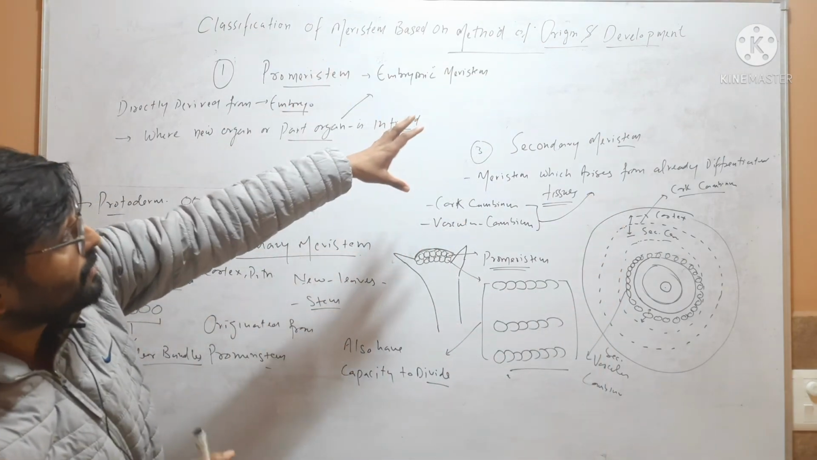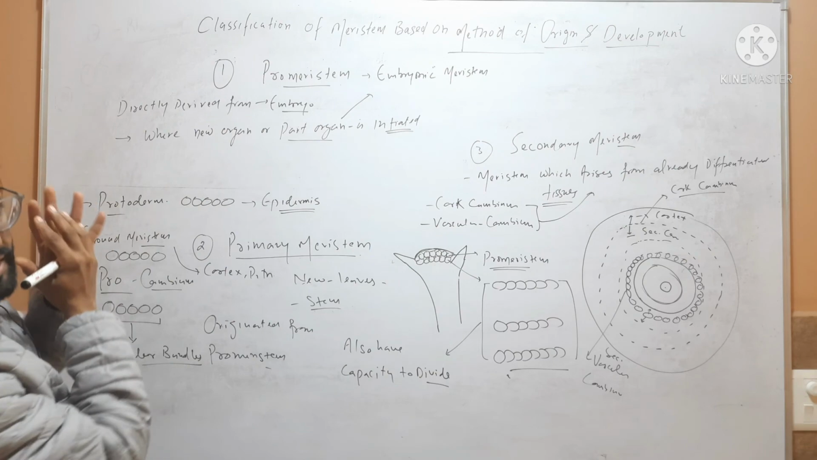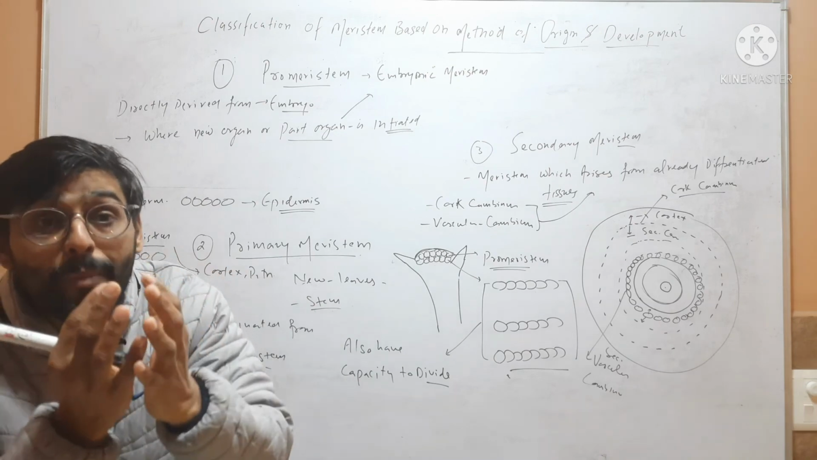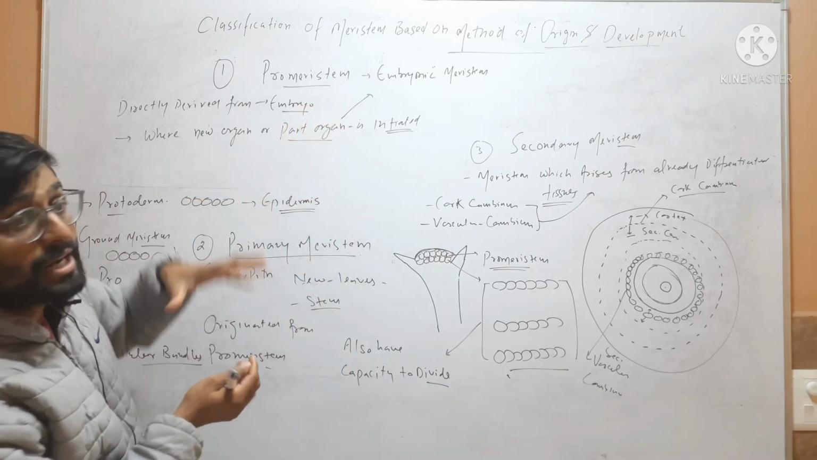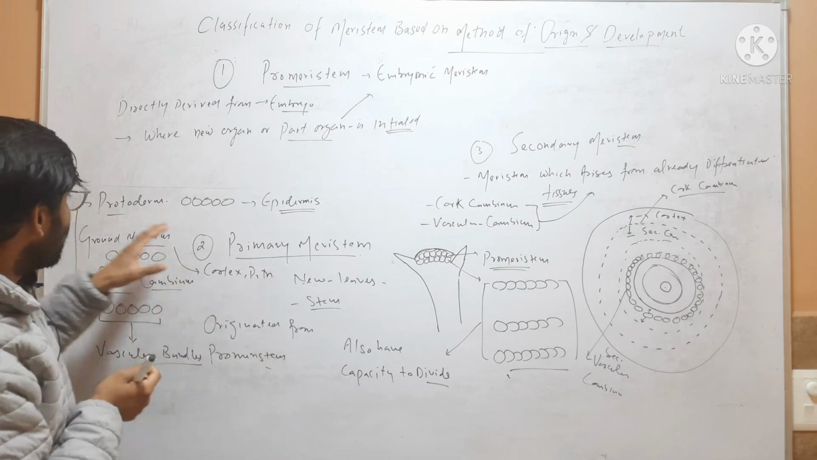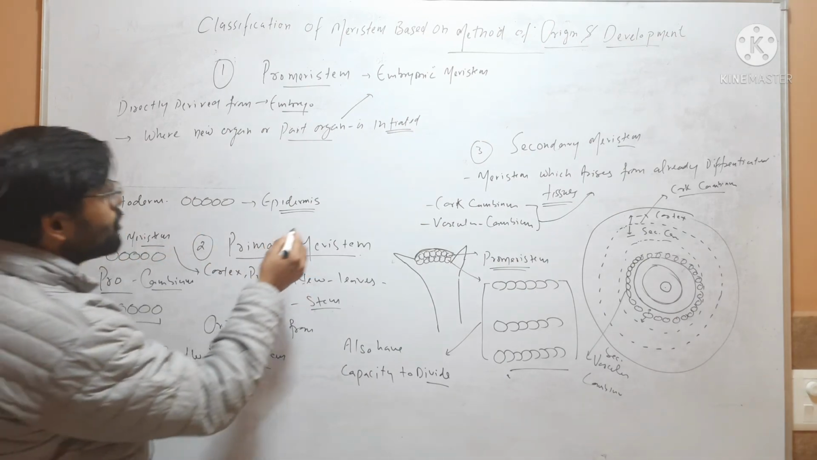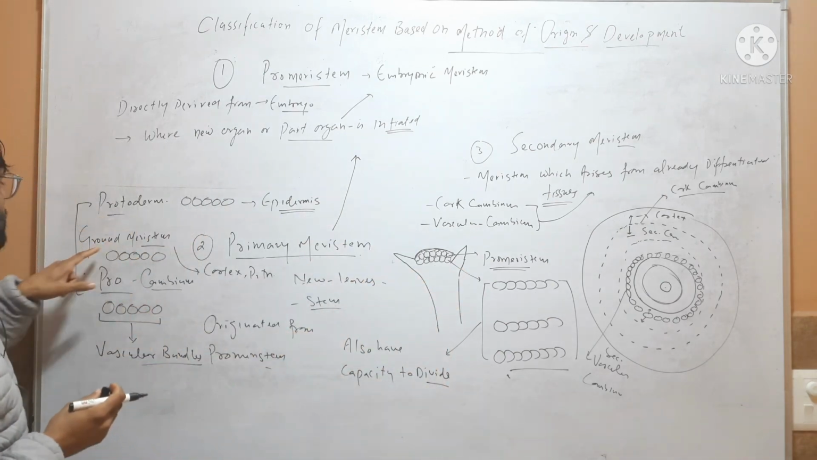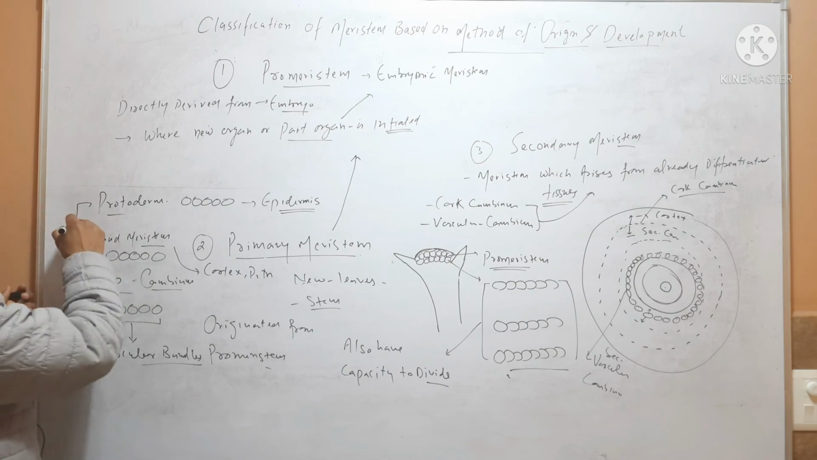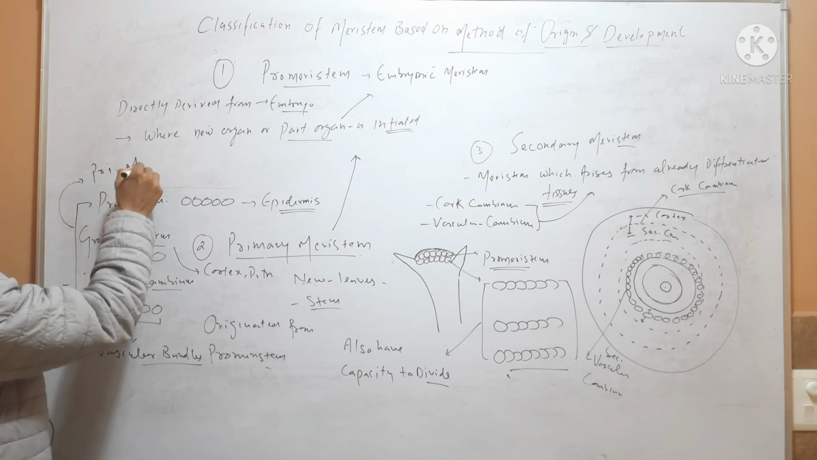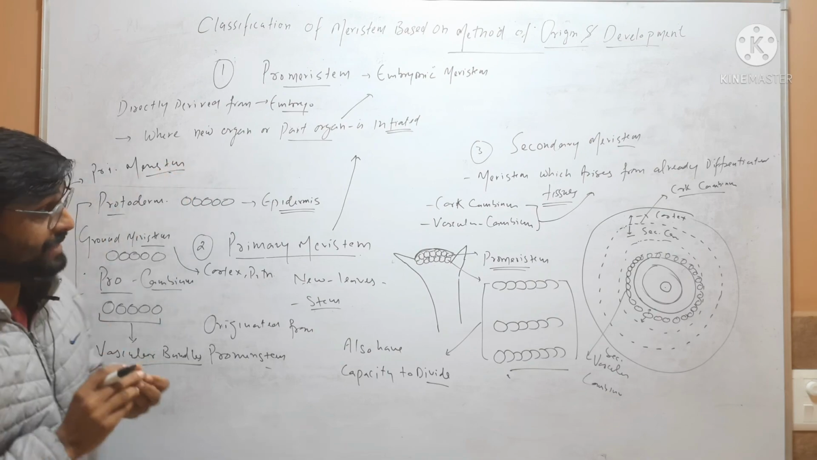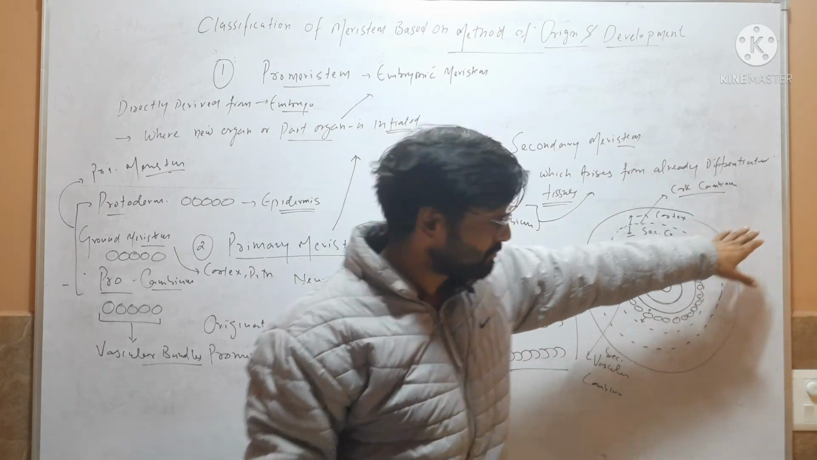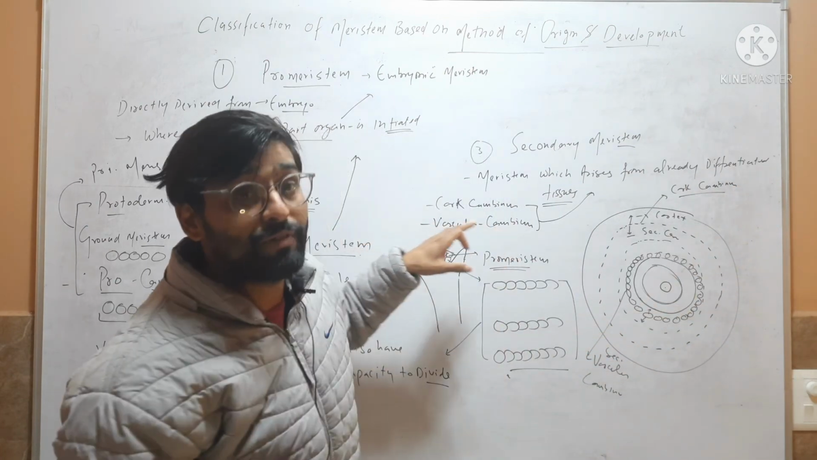So on the basis of method and origin of development, meristem is of three types. Promeristem, it arises directly from embryo, so it is present where new organ is about to form. Next one is primary meristem. It arises from promeristem. By division of promeristem, there will be formation of protoderm, ground meristem, procambium. So all three are primary meristems. Next is secondary meristem. It arises from differentiated cells. Examples of this are cork cambium and vascular cambium.